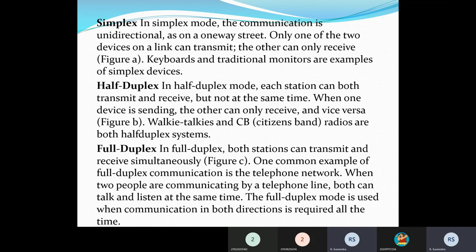So that is half duplex. But in full duplex, we can communicate both ways at a time, like chat. In WhatsApp, we can chat both at a time, right? I can message, you can message. So it's a full duplex mode.